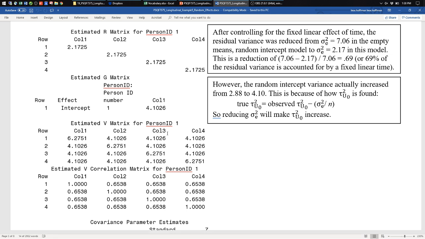All right, how are we doing? Do you have it in you to look at just one more model? Adding a random slope? The thing you've been waiting for?